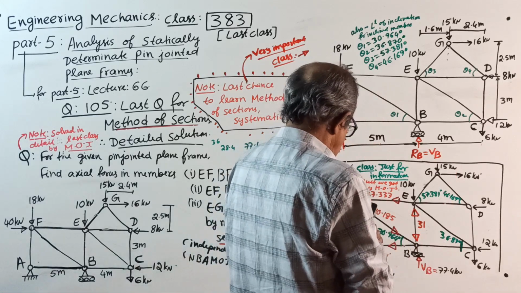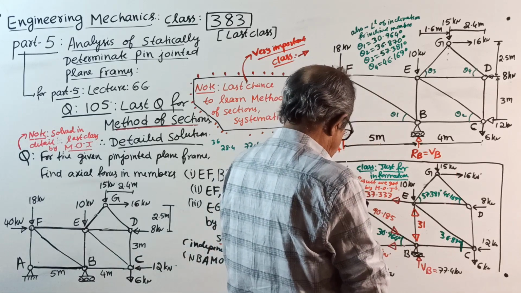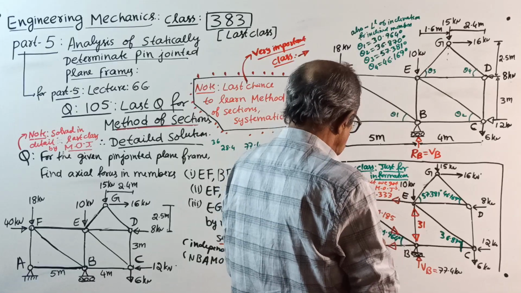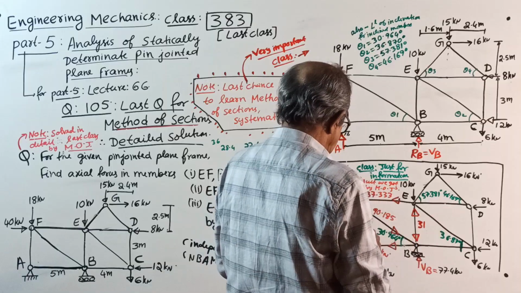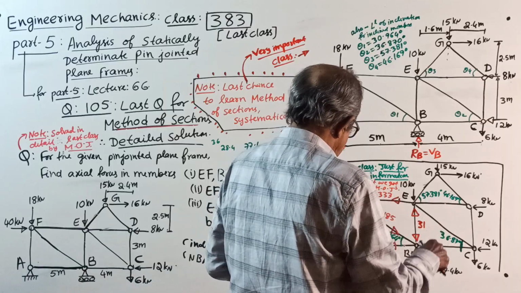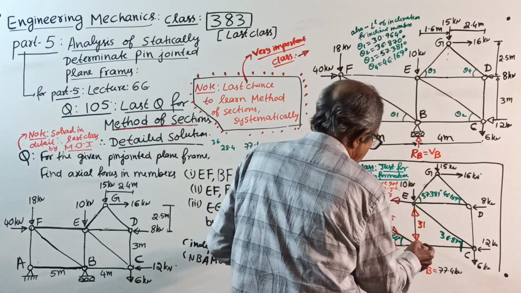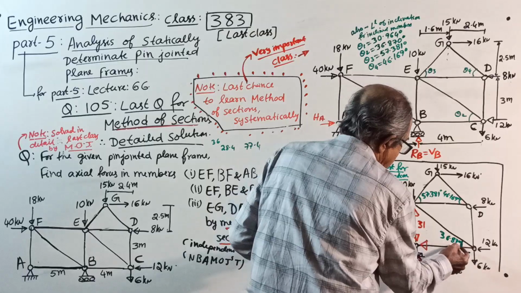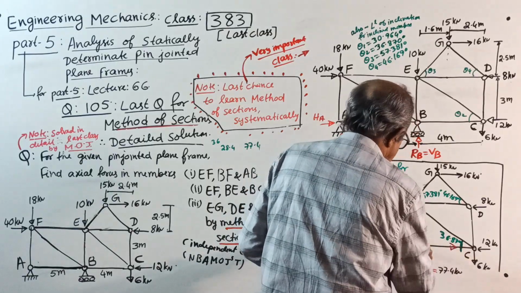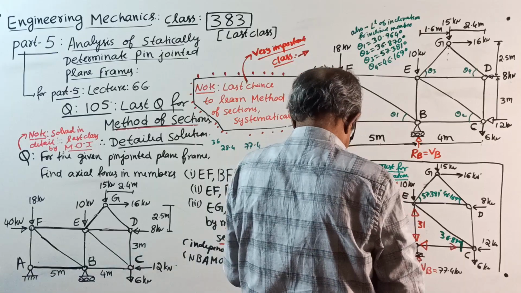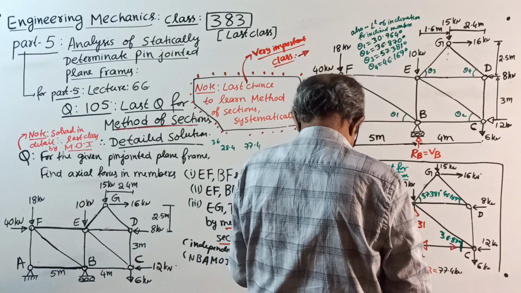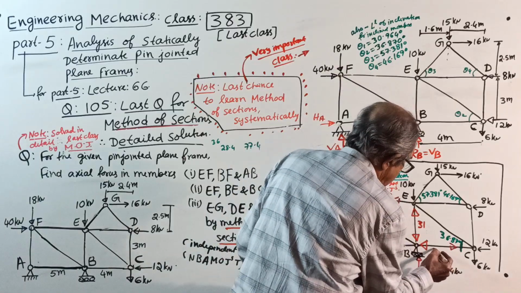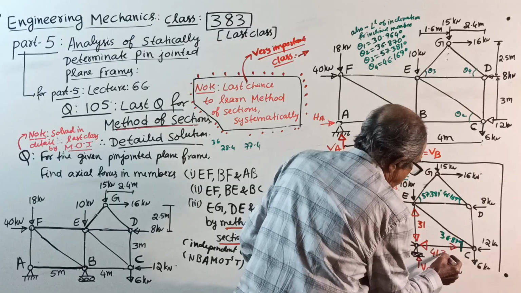Then 90.185 into cos of 30.964 is the horizontal component. That is acting on the right side of 77, so you require to balance it once again this way. I subtract 36, minus 36 equal to 41.333.